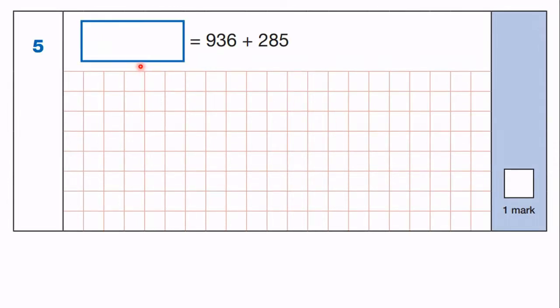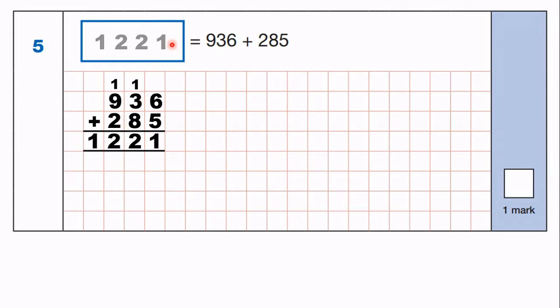Question 5. Something equals 936 plus 285. Well, it doesn't matter whether the equal sign is at the start or at the end. We do the same thing. We can set this out as a column addition. 6 plus 5 is 11, so 1, 1. 1 plus 3 plus 8 is 12, so 1, 2. And 1 plus 9 plus 2 is 12. So our answer is 1221.